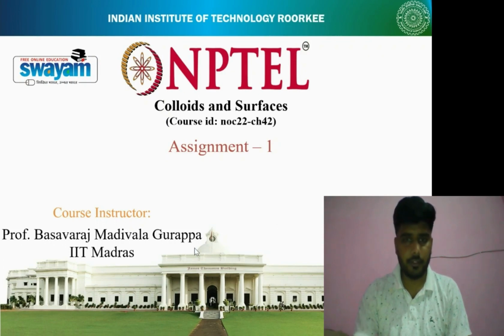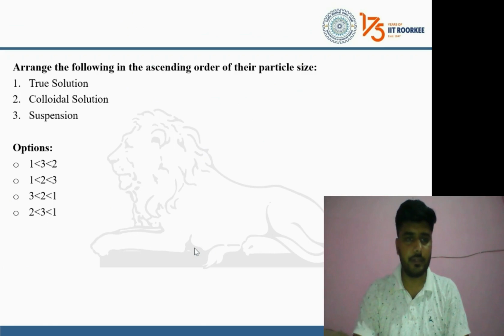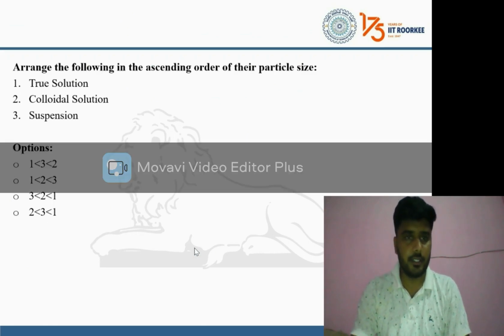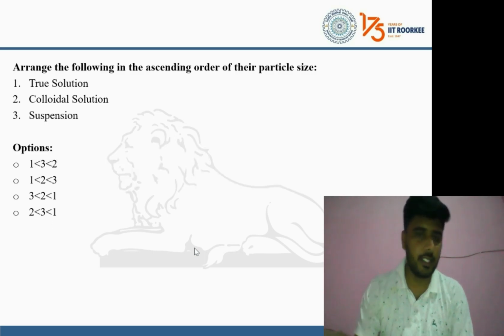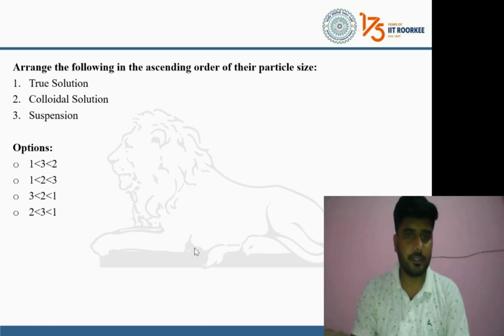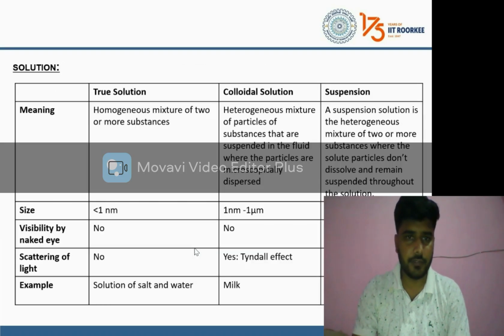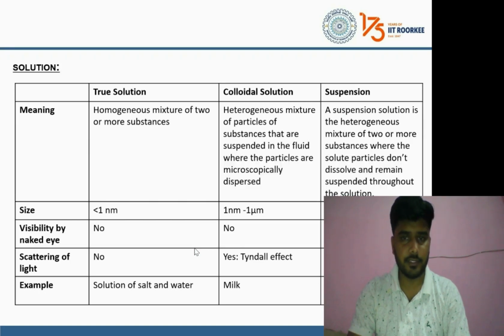First, the question says to arrange the following in the ascending order of their particle size. You have to arrange these solutions: the first one is the true solution, the second is the colloidal solution, and the third is the suspension. This is a very easy question. You just have to refer to this table, which gives some details about true solutions, colloidal solutions, and suspensions.